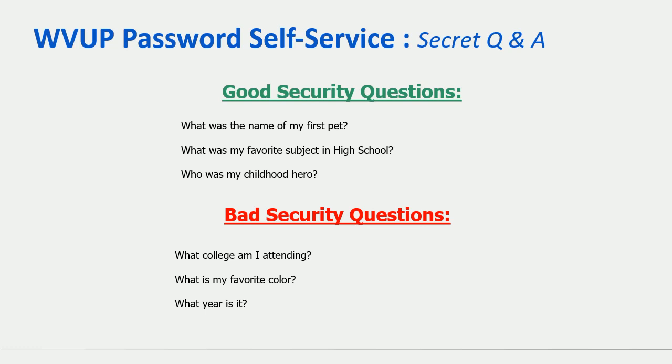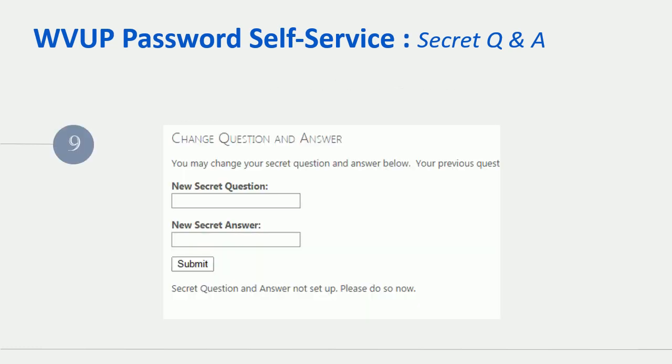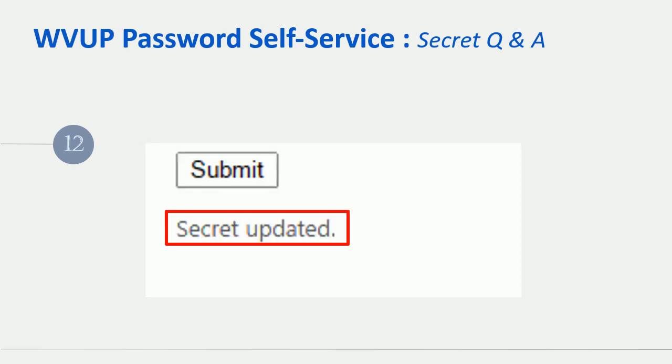So when thinking of a security question, again, make sure it's something that's easy for you to remember, but hard for others to guess. Now go ahead and create a secret Q&A for your account. Keep in mind the criterion from the last slide, specifically a part that's easy for you to remember and hard for others to guess. Then click Submit at the bottom of the screen. If done successfully, you will see a message at the bottom of your screen saying Secret Updated.